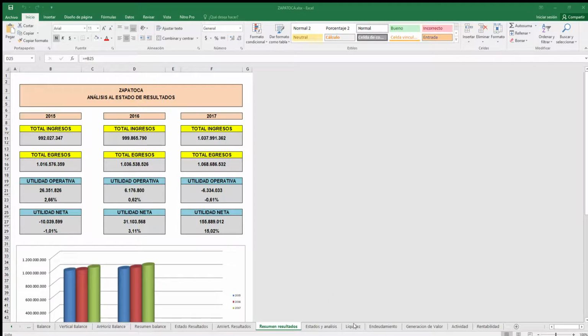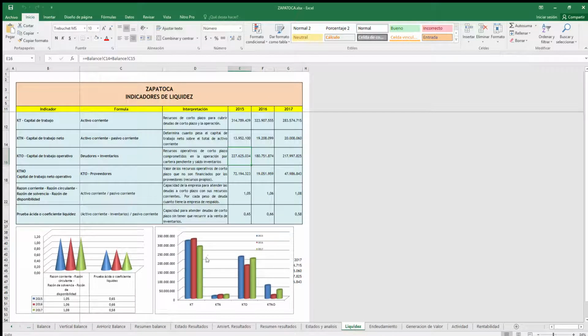And now we can proceed with the liquidity. So my partner Natalie is going to explain this point.